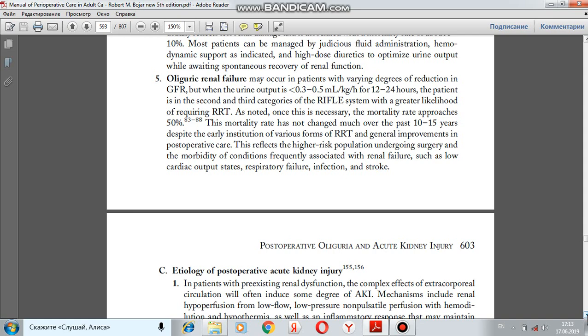This mortality rate has not changed much over the past 10 to 15 years, despite the early institution of various forms of renal replacement therapy and general improvements in postoperative care. This reflects the higher risk population undergoing surgery and the morbidity of conditions frequently associated with renal failure, such as low cardiac output states, respiratory failure, infection, and stroke.